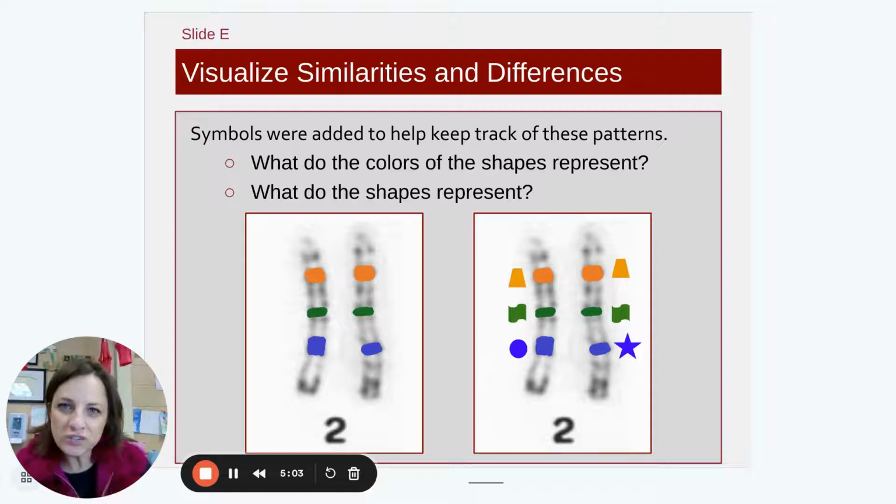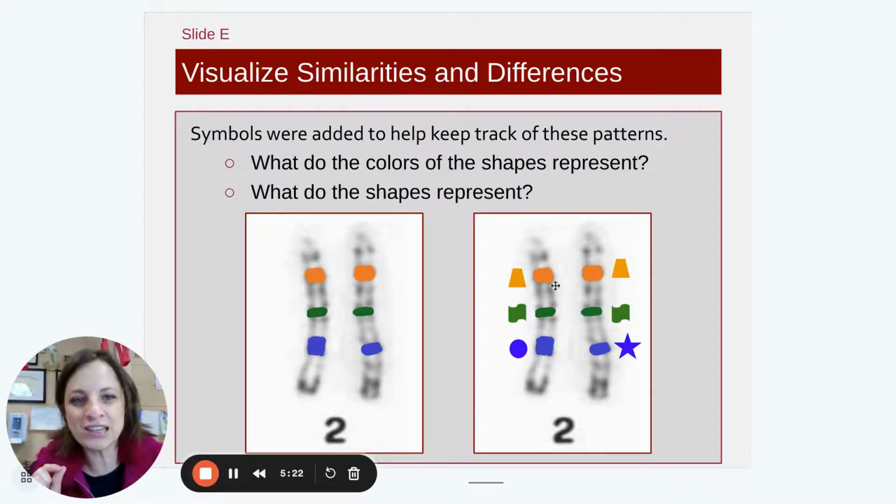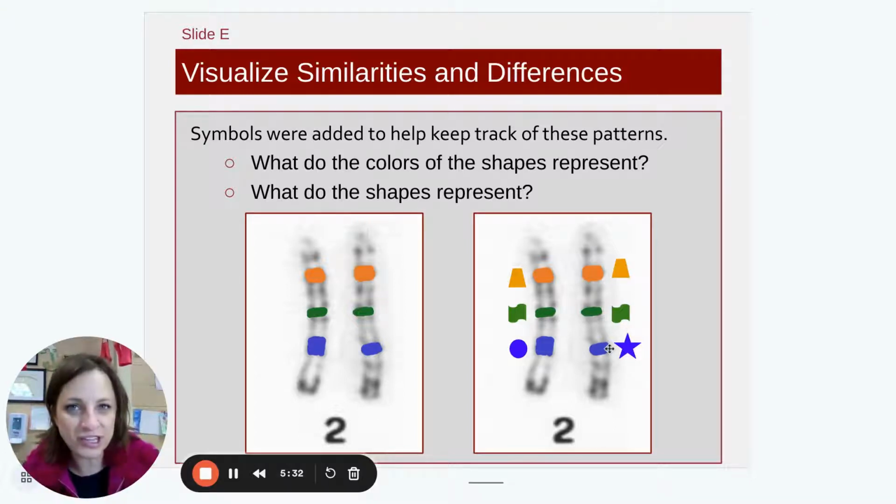All right. You should have said that the colors represent where on the chromosome this is. Yellow is at the top, green is in the middle, blue is on the bottom. And then the shape represents how big it is and how they compare to each other. So you can see that these 2 are the same because they have the same shape. These 2 are the same because they have that same wave shape. These 2 are different, so they were purposefully shaded different sizes. Here's a circle, here's a star. So that's a really obvious way for us to see same, different.